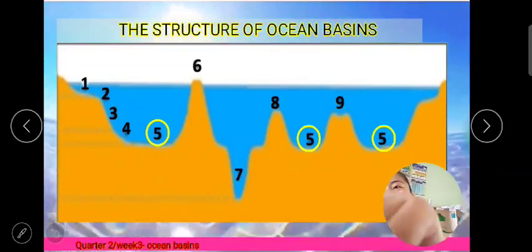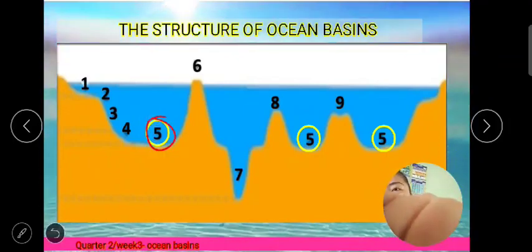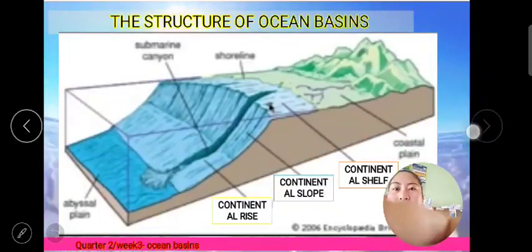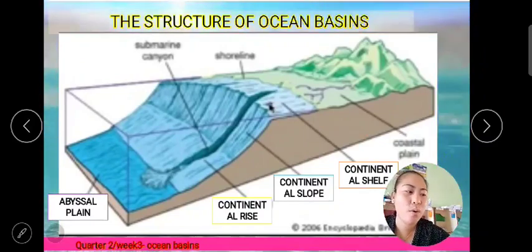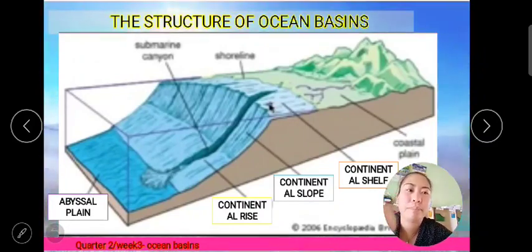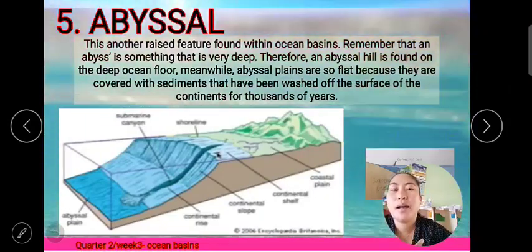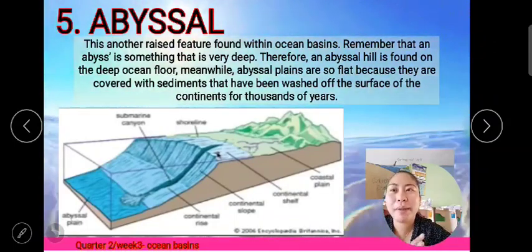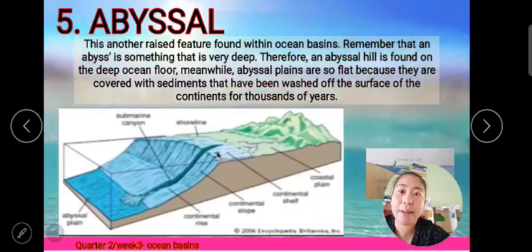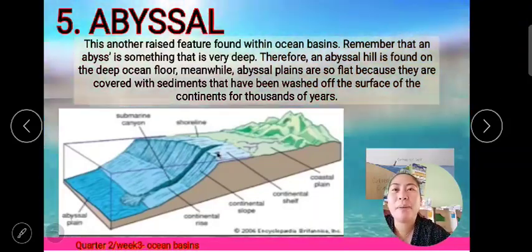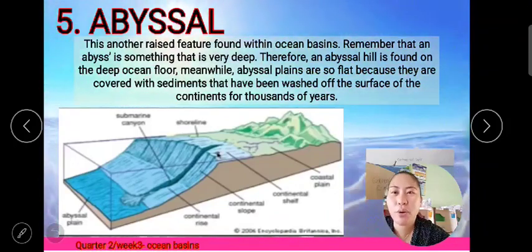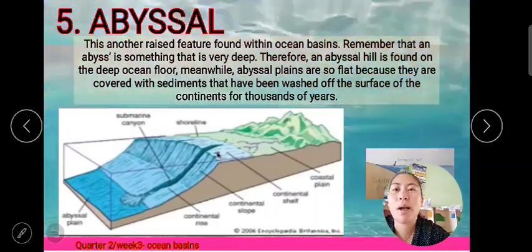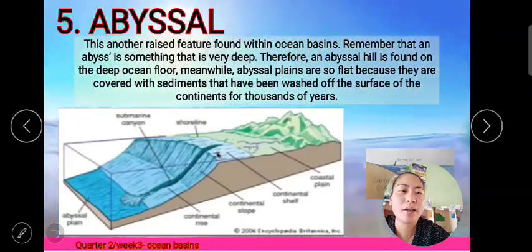So next, let's have 5. So as you can see in the diagram, we have 5. So all of these 5 are called the abyssal plain. So pag sinabi nating abyssal plain, raised feature found within ocean basin. So, remember that an abyss is something that is very deep but it is not the deepest. Okay? An abyssal hill is found on the deep ocean floor. Meanwhile, abyssal plains are so flat because they are covered with sediments that have been washed off the surface of the continents for thousands of years.